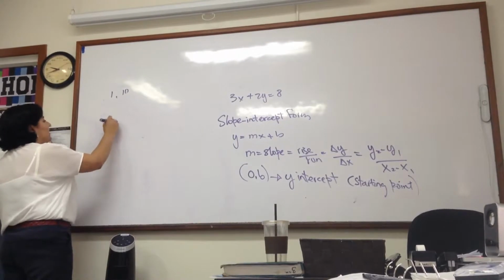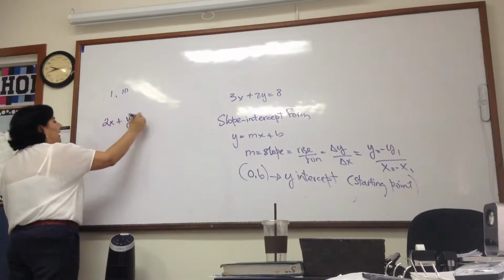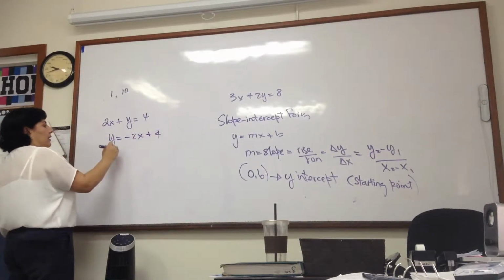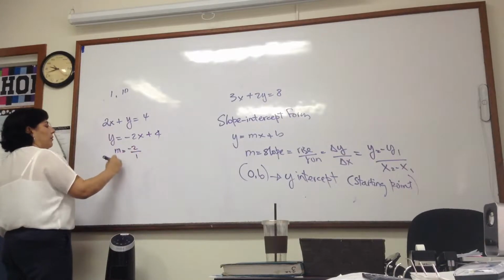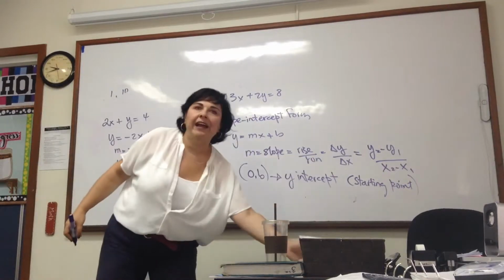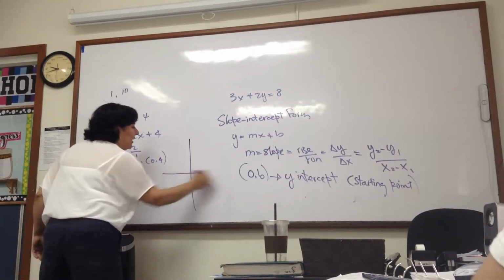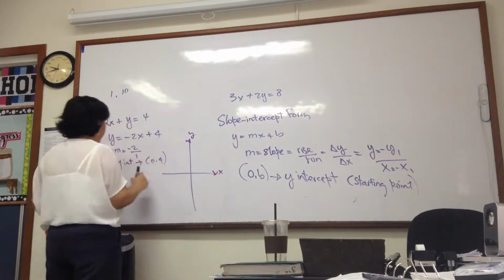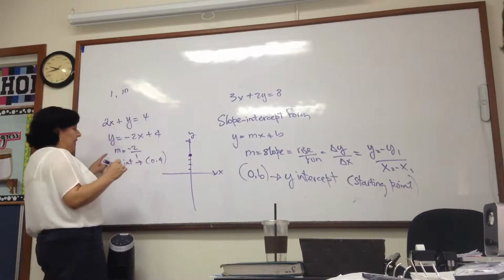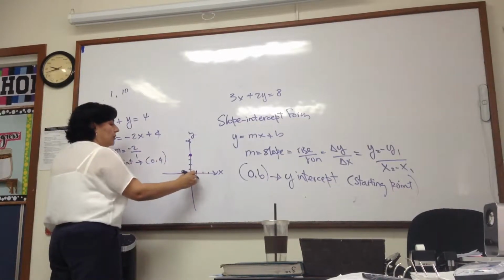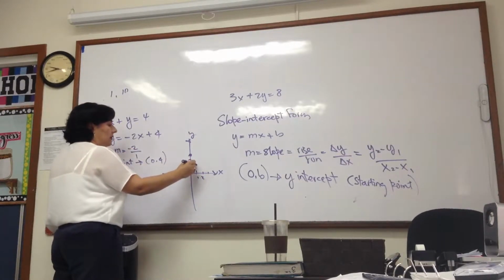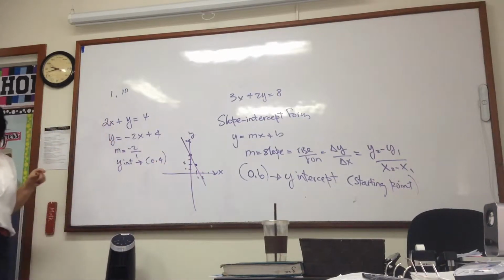For example, 2x plus y equals 4. Y equals minus 2x plus 4. M equals negative 2 over 1. The y-intercept equals 0 comma 4, so b equals 4. Okay, so that is easy. It's very easy to draw. You start out here, y, x, 0 comma 4, 1, 2, 3, 4, it's here, right? That's your starting point. And then it tells you to go down 2 and 1 to the right. There you go. You can graph it really, really easy.